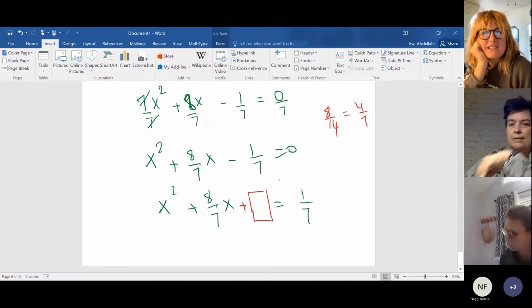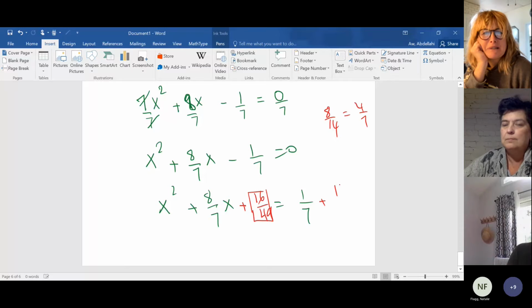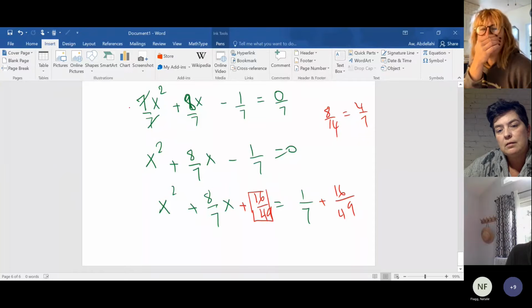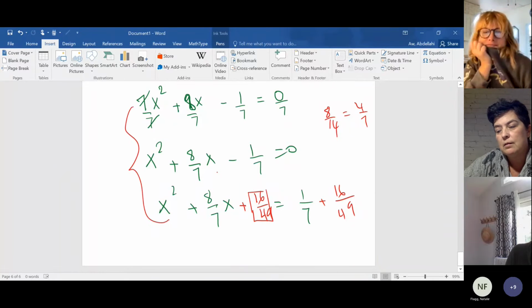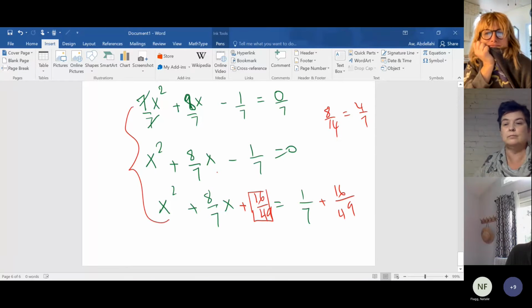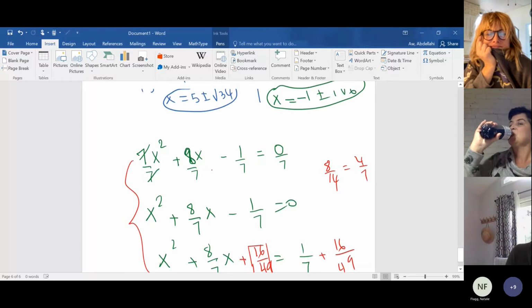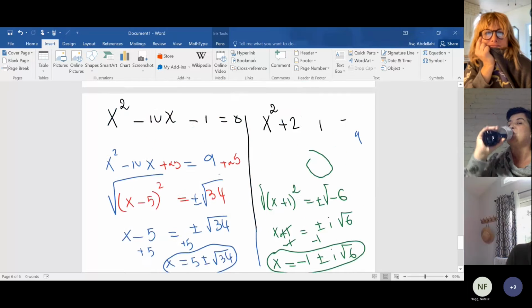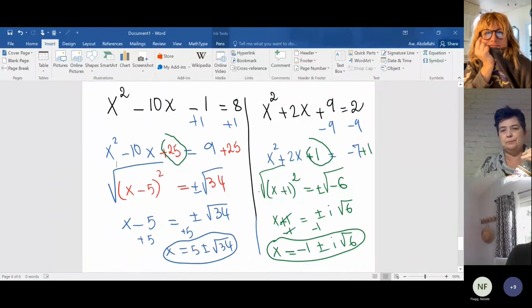Now, when you square that, you get 16 over 49. You see, that is a number to add, and that is not very friendly. But I was just making the point. The method is very good. It does work every single time, but if you have something else in front of the x squared, then you could have some nasty calculations.